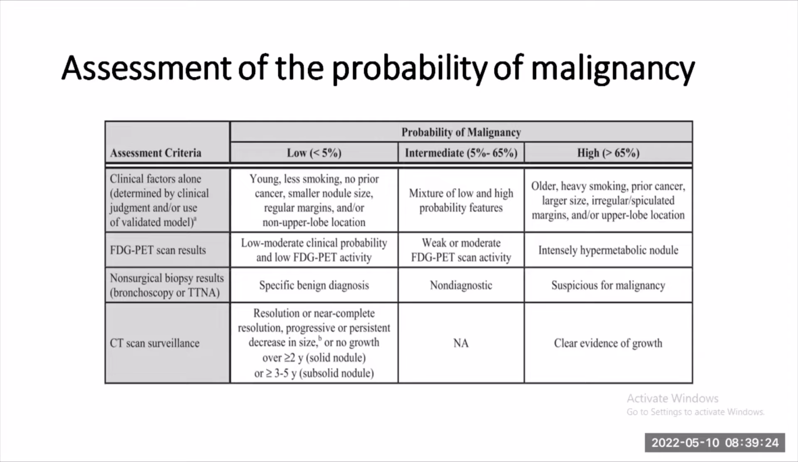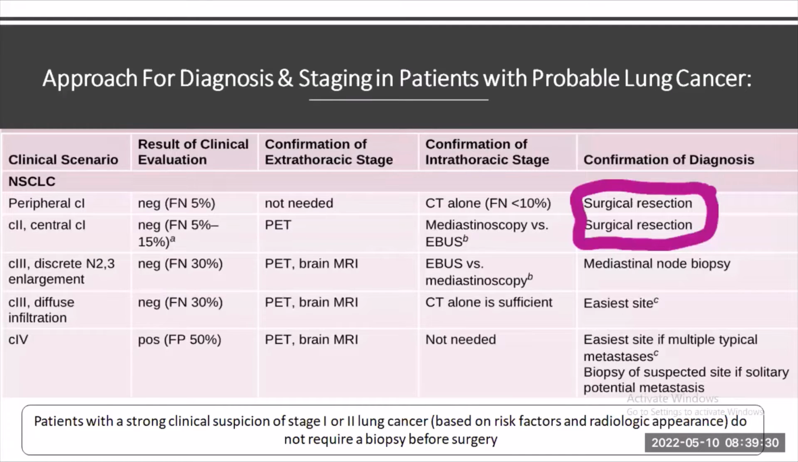PET and a non-surgical biopsy can help to decide whether it's a low or a high risk group. So what would be the approach? This is what would be the approach for the diagnosis and staging in a patient with probable lung cancer.